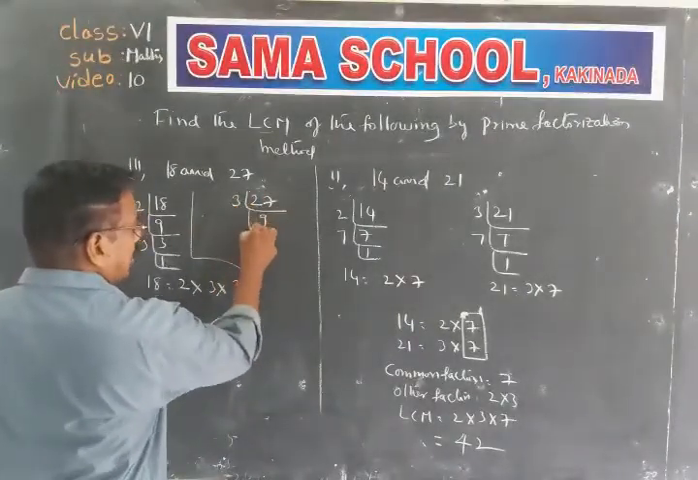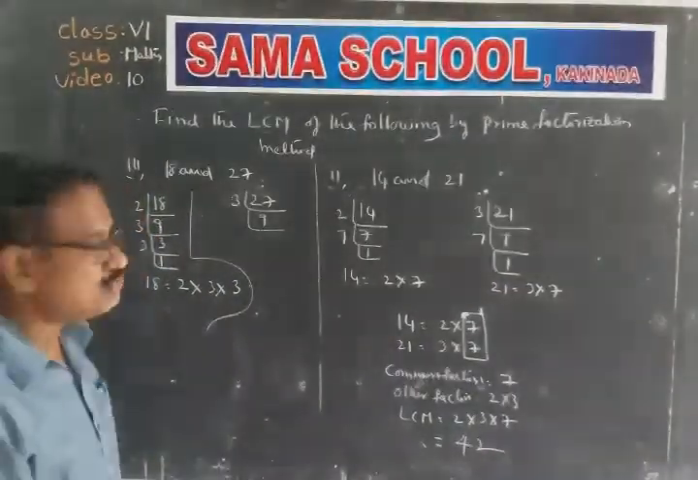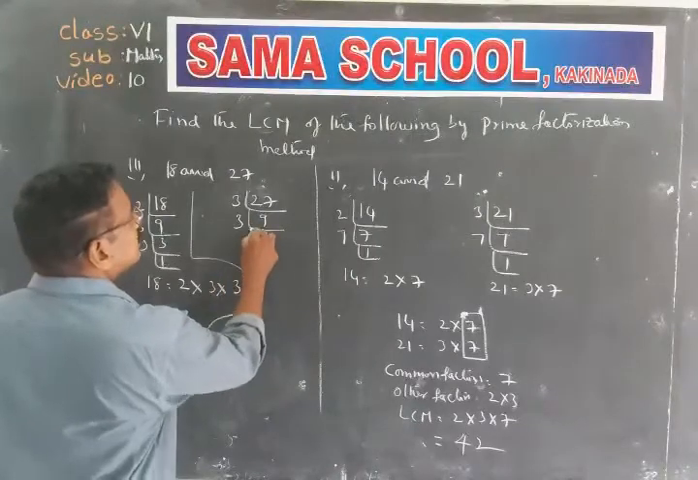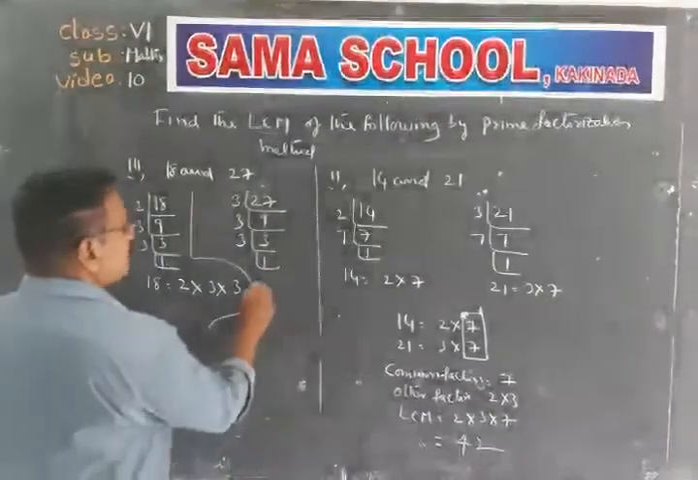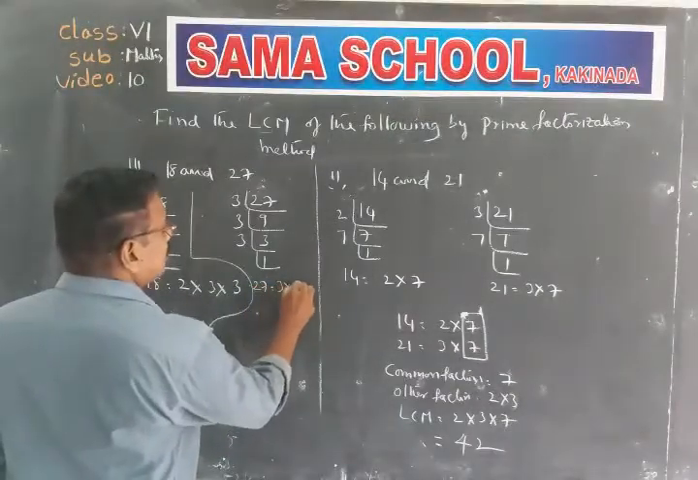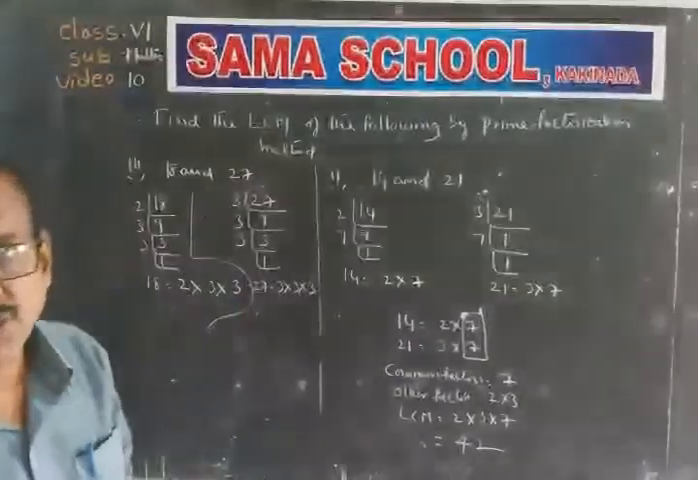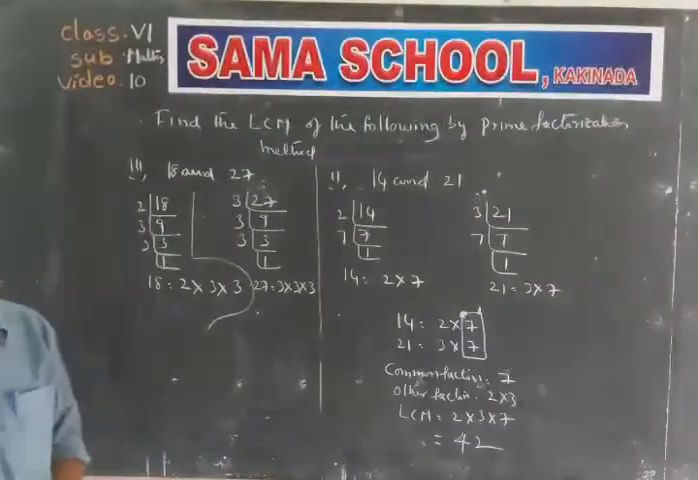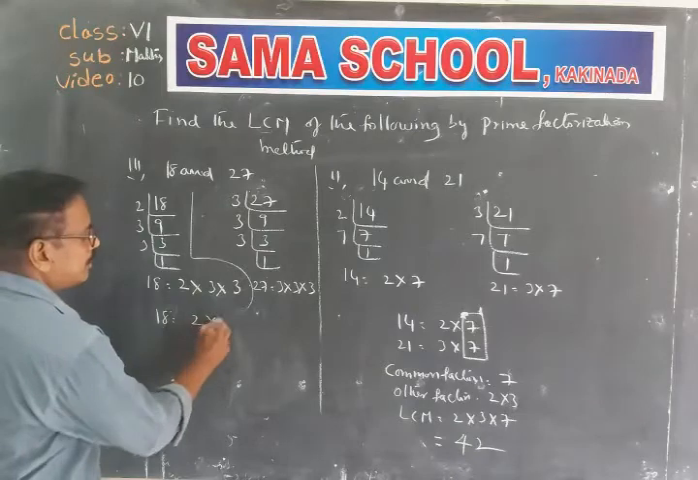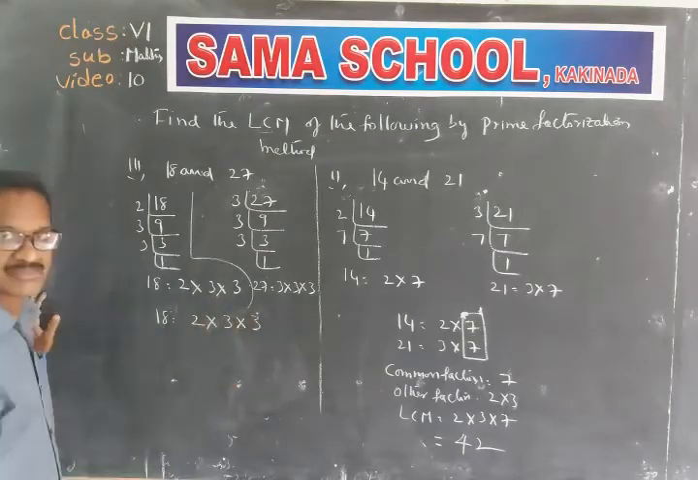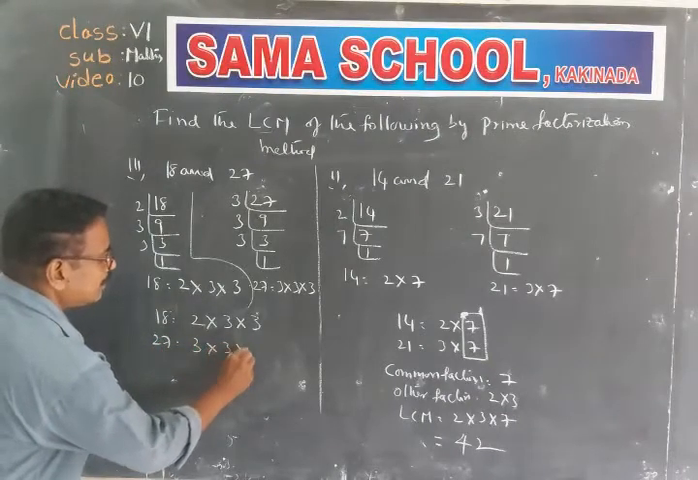3 9s are 27. Okay. In 9, which number is divisible? Again 3 is divisible. 3, how many times divisible? 3 1s are 3. Okay. The product of prime numbers of 27 is equal to 3 into 3 into 3. Now you write 18 is equal to 2 into 3 into 3. The 27 is equal to 3 into 3 into 3.